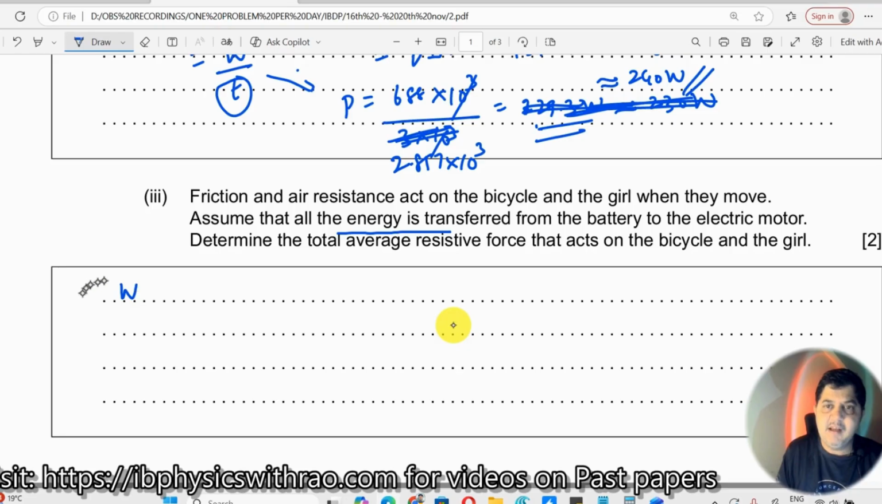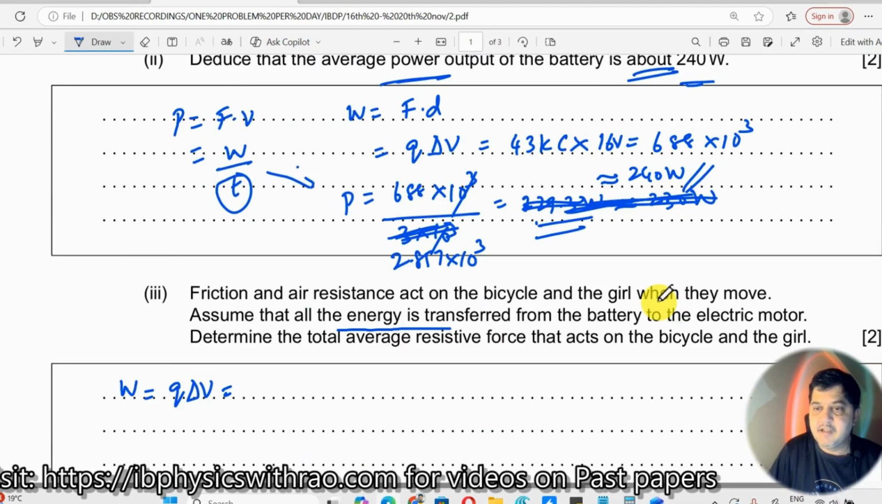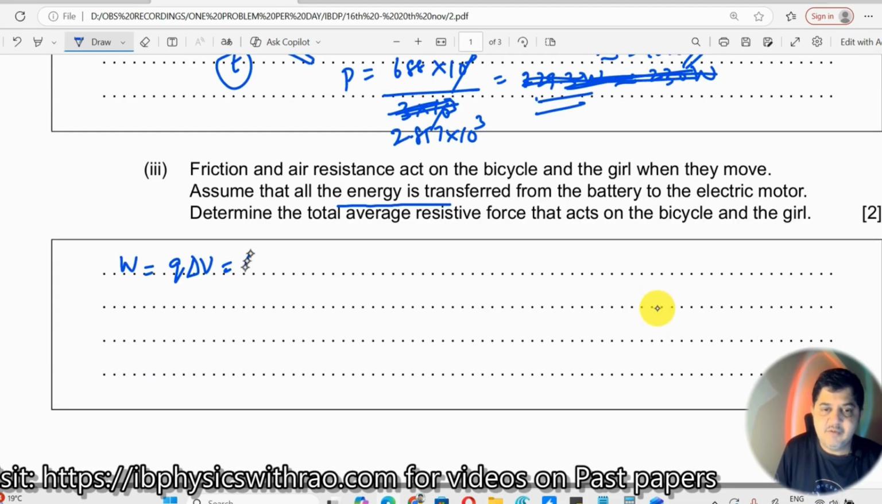It is nothing but the work done by it, which is Q times delta V, the energy stored in the battery. What was the Q times delta V? We calculated it somewhere here, which is 688 into 10 cube. See, this is wattage, we don't need this one. We need this one, 688 into 10 cube. So let us take this value directly from here.